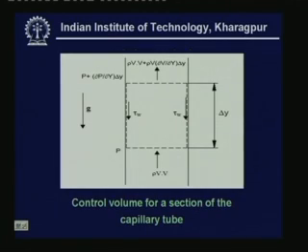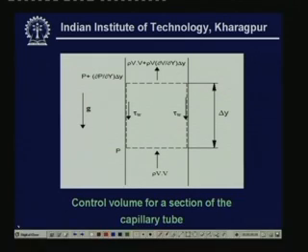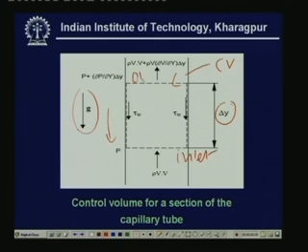Under these assumptions the analysis is carried out, and this picture shows the control volume for a section of a capillary tube. Here I have shown the section of the capillary tube which is vertical, so the direction of gravity is like this. This is the vertical portion of a capillary tube, and this is the control volume, which is a small section of the capillary tube. Let us say it has an elemental height of delta y. This is the inlet to the control volume and this is the outlet.